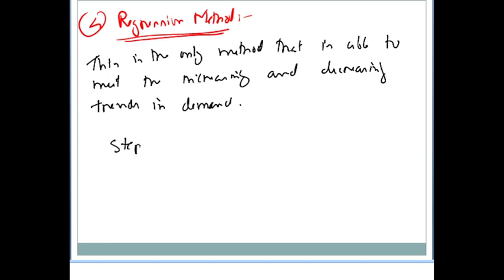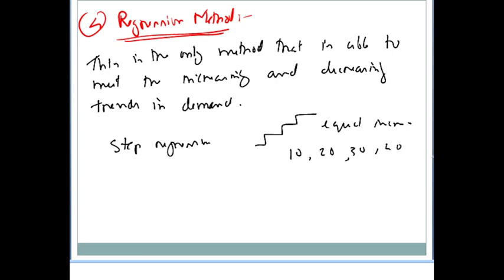It can be a step regression. What do you mean by step regression? Step regression means equal increase. Let's say first the demand was 10, then it is 20, then 30, then 40. It is increasing by 10. So this will be step regression. Then it can be linear regression.